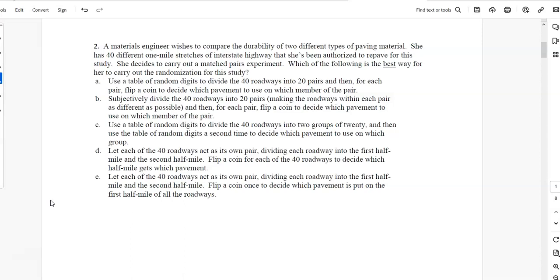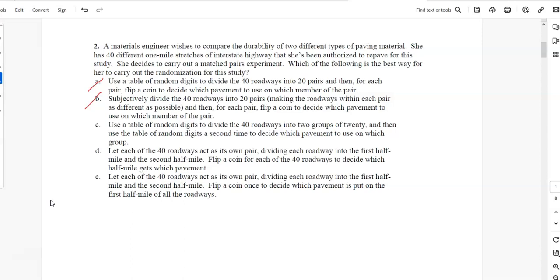So, use a table of random digits to divide the 40 roadways into 20 pairs. But it doesn't look like we're putting them in a similar group, so I don't think we're going to do that, because we want to pair them up so they're very similar. Divide the 40 into 20 pairs, making the roadways within each pair as different as possible. That's clearly not what we're trying to do. We're trying to make them similar. Use a table of random digits to divide the 40 roadways into 2 groups of 20, and then use the table a second time to decide which pavement to use on each group. It's at least tempting. I'm not going to wait on that one.